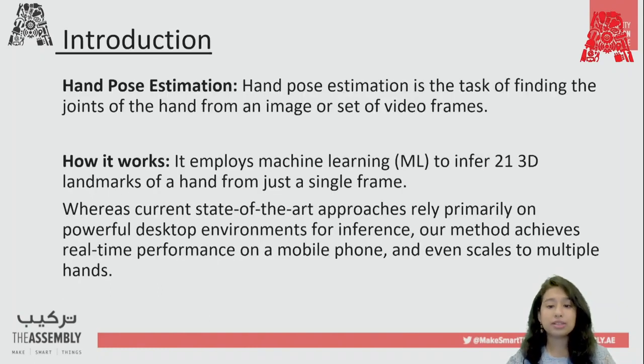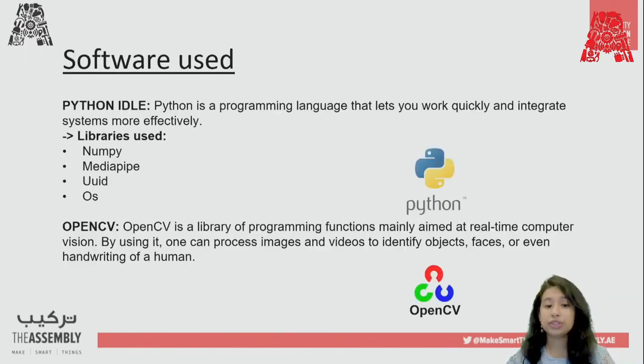Introduction. Hand pose estimation is a task of finding the joints on your hand from an image or a set of video frames in real time. Software which we'll be using today is Python, ideally. Python is a programming language that lets us work quickly and integrate systems more effectively. The second software we'll be using today is OpenCV. OpenCV is a library of programming functions, mainly for real-time computer vision. From here, we'll get the webcam to get our feedback.